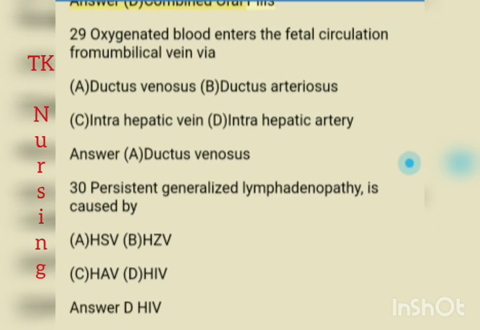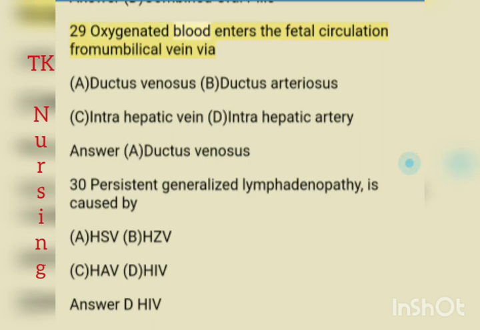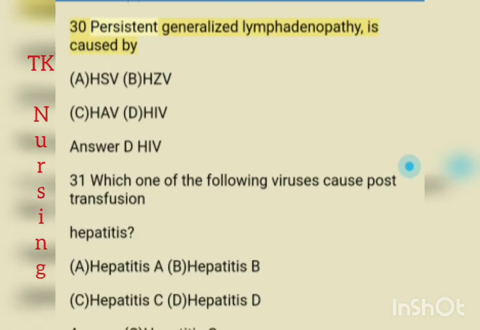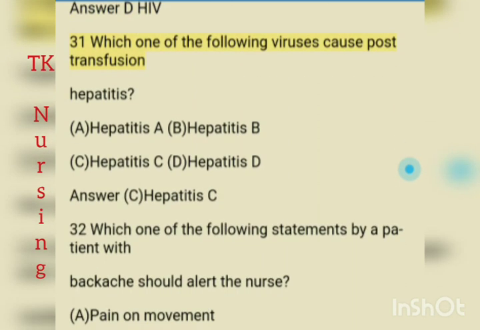29. Oxygenated blood enters the fetal circulation from the umbilical vein via A. Ductus venosus. B. Ductus arteriosus. C. Intrahepatic vein. D. Intrahepatic artery. Answer A. Ductus venosus. 30. Persistent generalized lymphadenopathy is caused by A. HSV. B. HZV. C. HAV. D. HIV. Answer D. HIV.